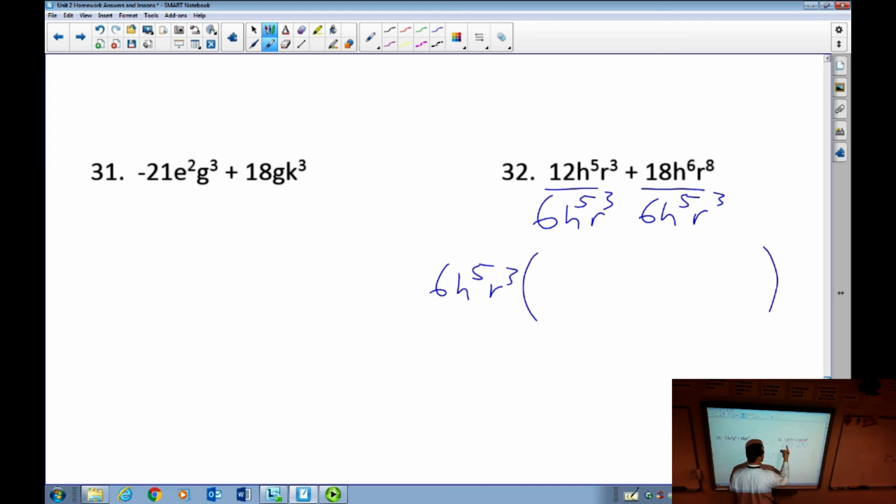12 divided by 6 is 2. The h to the 5th go away. So just 2 plus. And then, let's see here. 18 divided by 6 is 3. H, because the h to the 6th and the h to the 5th cancel out to leave 1h. r cubed cancels out with the r to the 8th to leave r to the 5th. There we go. So that's that factor.